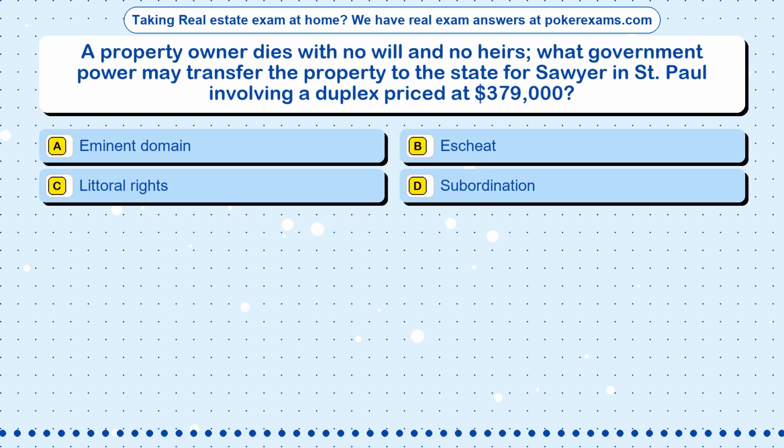Question 34. A property owner dies with no will and no heirs. What government power may transfer the property to the state for Sawyer in St. Paul involving a duplex priced at $379,000? Option A, eminent domain. Option B, escheat. Option C, littoral rights. Option D, subordination.